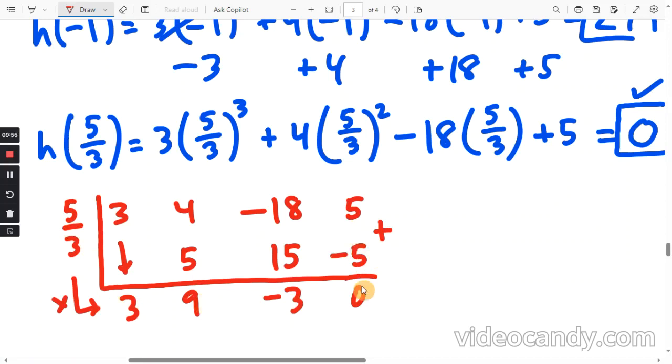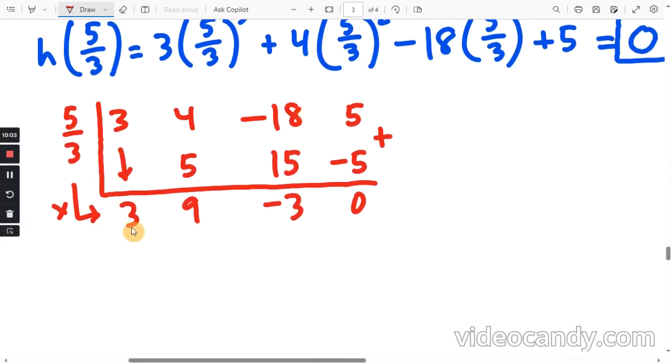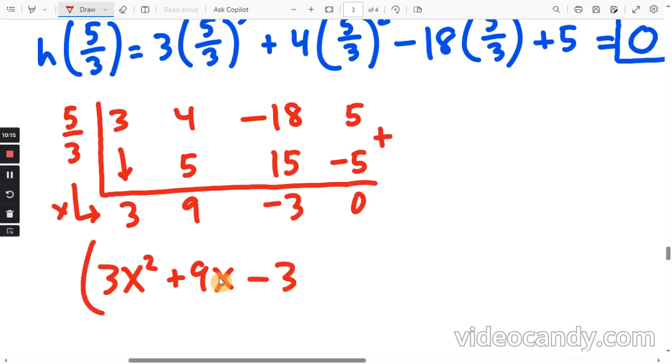All right, these are the coefficients. The highest exponent is a 3. So you subtract 1 and you start with x squared. So this is going to be 3x squared. This is going to be plus 9x. This is going to be minus 3. All right, we have that. And since 5/3 is one of the zeros, this is going to be multiplied by x minus 5/3. Okay, remember when you use synthetic division, you have to change the plus minus sign. So that's x minus 5/3.